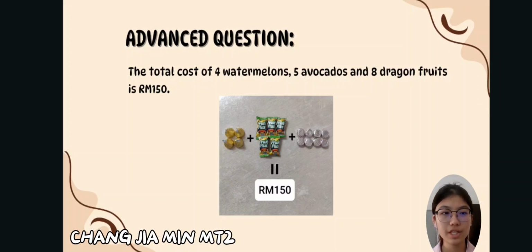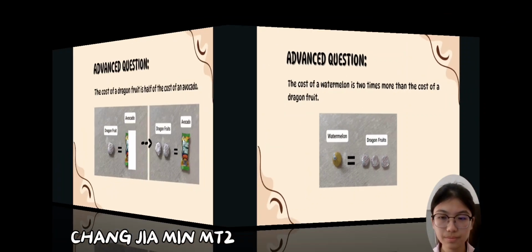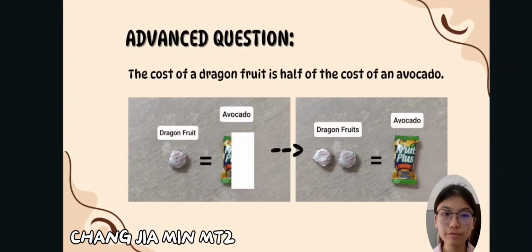So, this is the total cost of 4 watermelons, 5 avocados, and 8 dragon fruits, and it is equal to 150 ringgit. Then, this is the cost of a watermelon is 2 times more than the cost of a dragon fruit. So, the cost of a dragon fruit is half of the cost of an avocado.